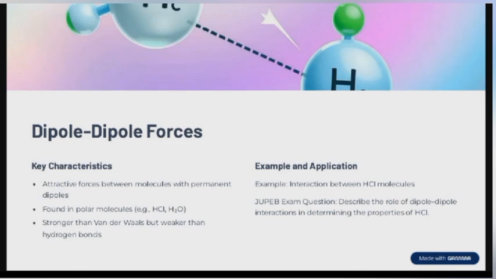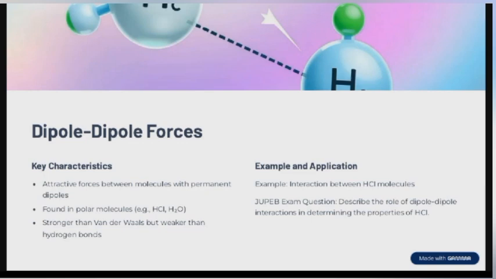So the key characteristic is that it is an attractive force between molecules that have permanent dipoles. Van der Waals force, or London dispersion force, is for molecules that have temporary dipoles, where the dipole is always changing, it's not steady. But dipole-dipole forces are for molecules that have steady dipoles.